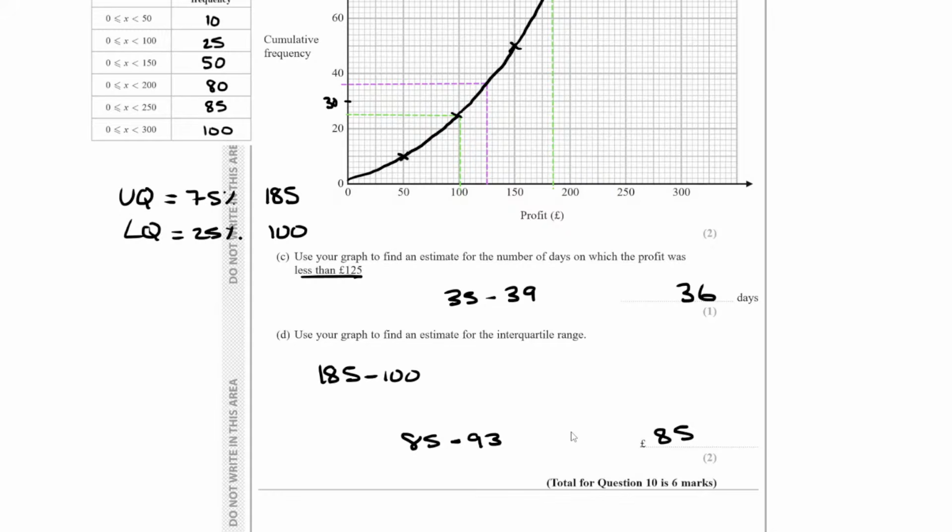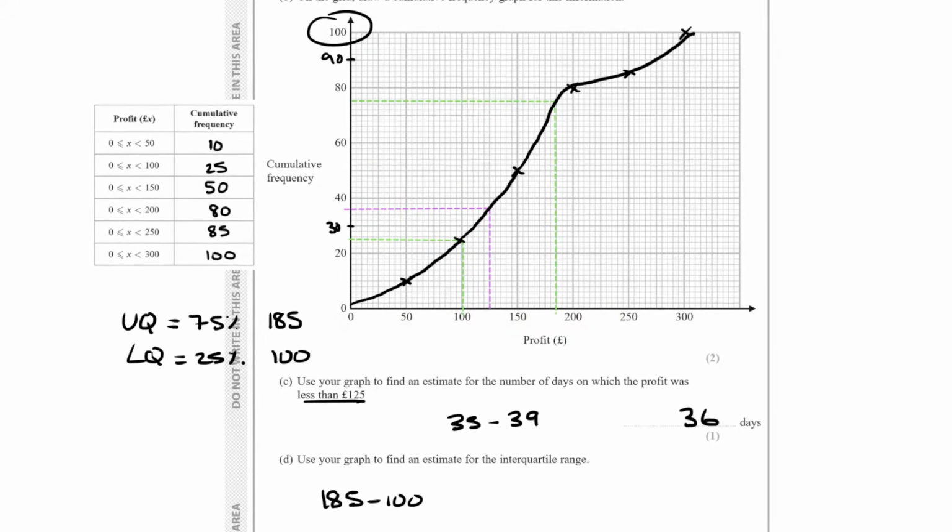How did I do C and get 36? So C is the purple line. Do you see I've gone here, which is 125, as they said, £125. I've just drawn a line up at 125 until I hit my graph, and then I went across and read off the number here, which for me was 36. As I said, it might be slightly different to you. As long as you've got somewhere between 35 and 39, then you should be okay.